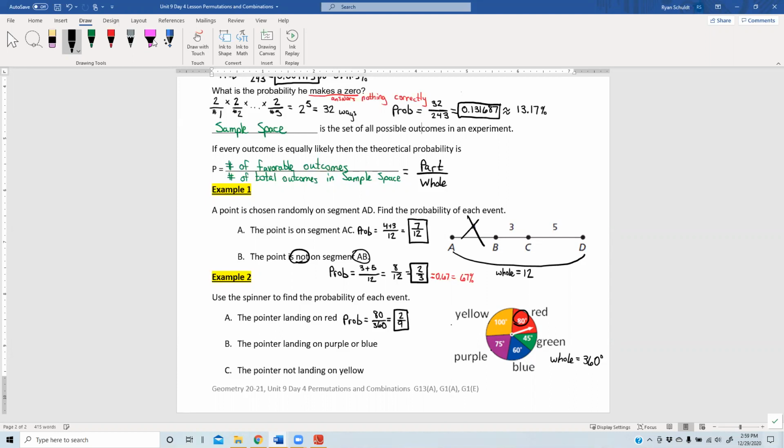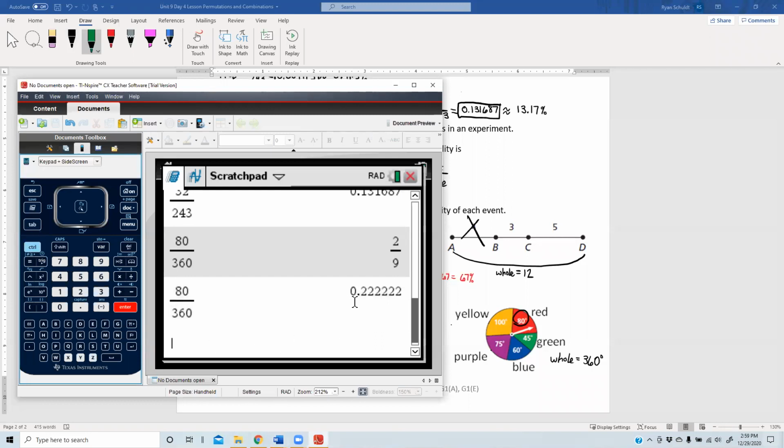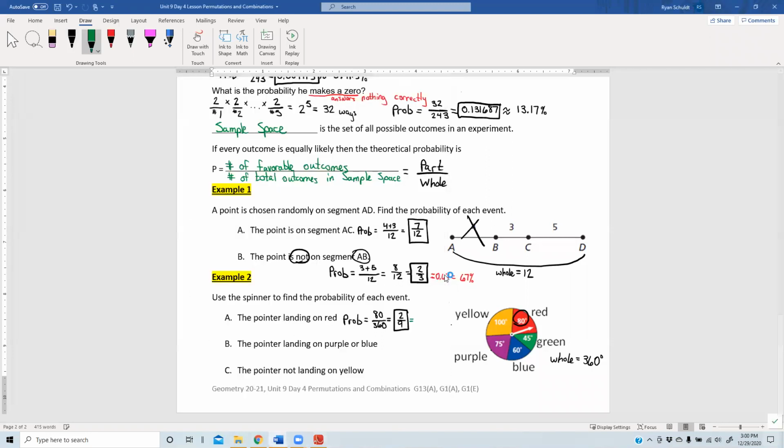Again, you can leave it like that, but just know how to get the decimal. So that's 0.222 repeating. So you could say 0.22, or that's also 22%. You need to know how to get all three ways. You don't have to give me all three, but you need to know how to get all three. Okay, so there's that one.